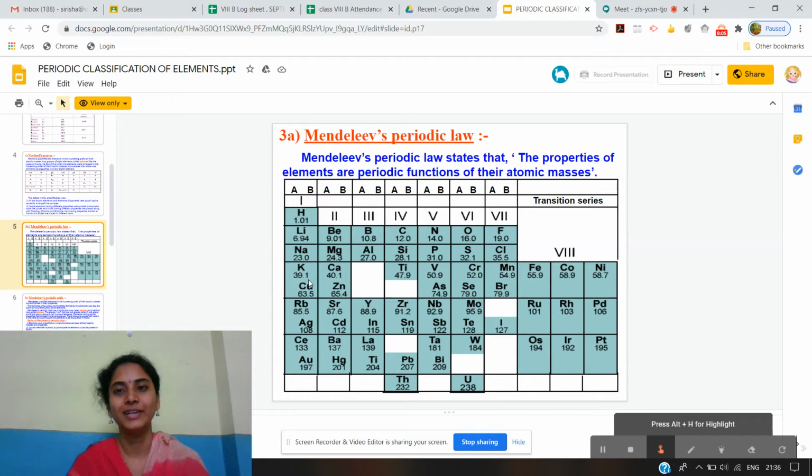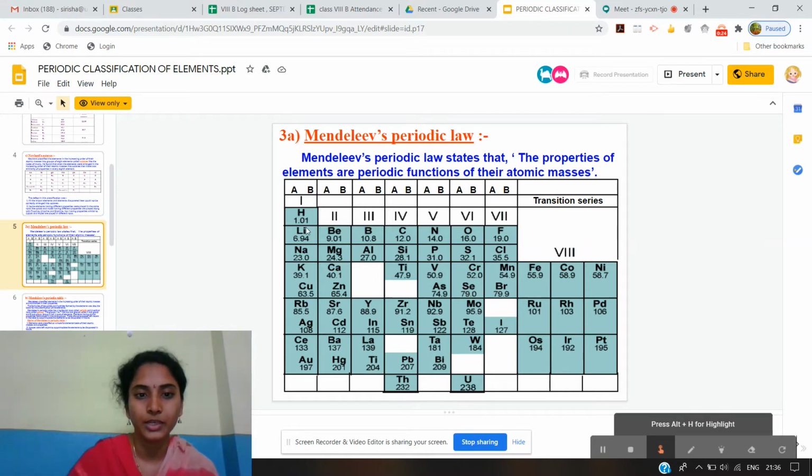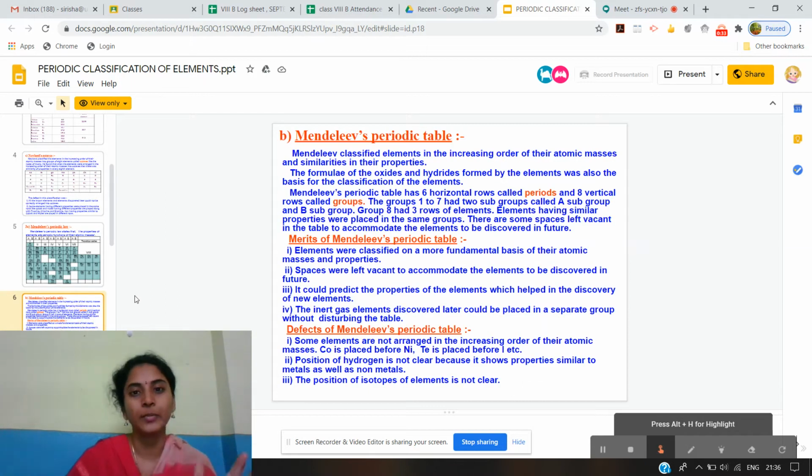Yes. Hi, children. So after Newland's octave of waves, then there comes Mendeleev's periodic law. Mendeleev has come into the picture. Mendeleev's periodic law states that the properties of elements are periodic functions of their atomic masses. So here the arrangement of elements has taken place based on their atomic masses. Let us see in detail about this Mendeleev's periodic table.